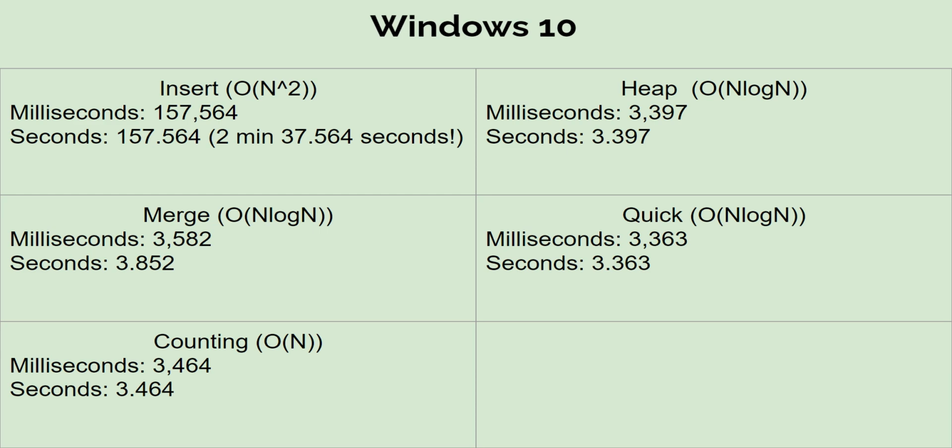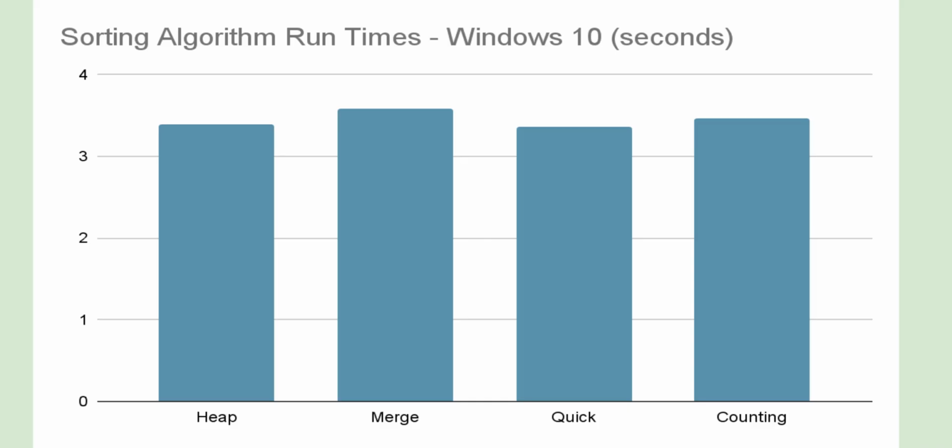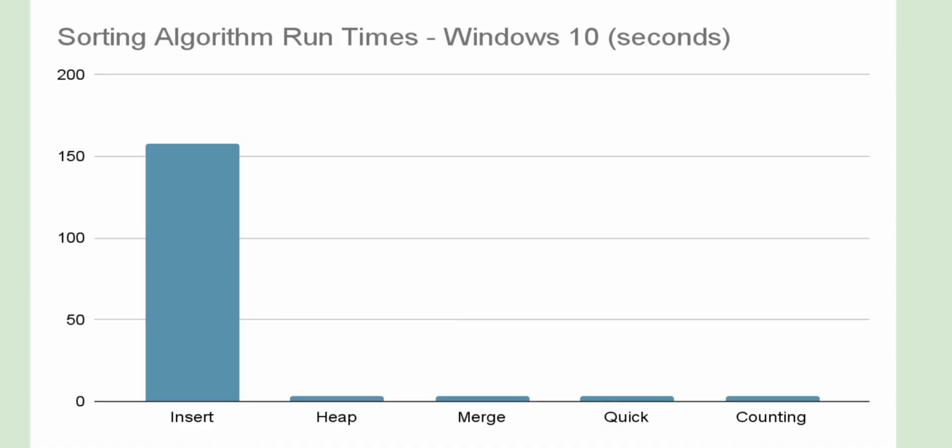Quicksort was also the fastest on Linux. Here's a visualization of that right here. And again, with insertion sort also thrown in there, you can't really tell the difference on the other ones, but insertion sort, again, took a lot longer than the rest of them.